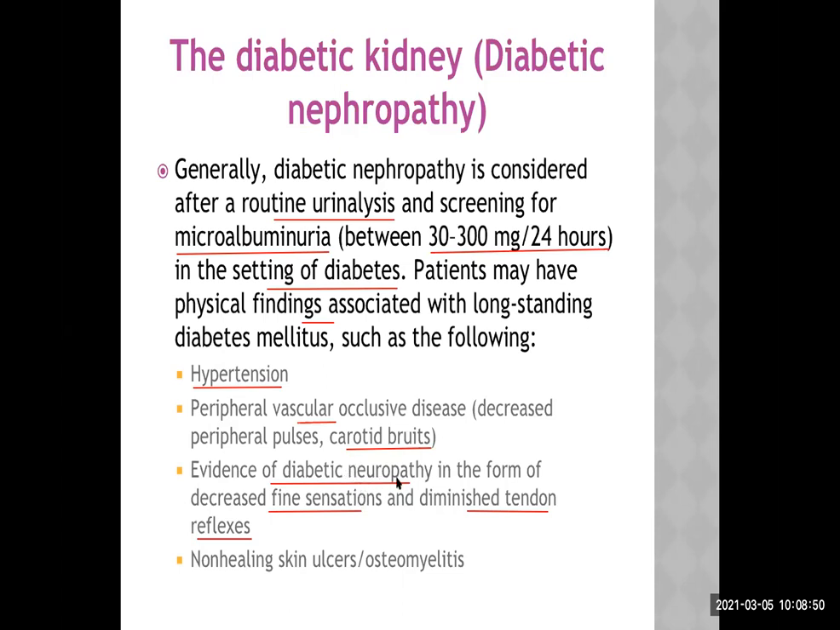Remember, if diabetic neuropathy is there, then there is a high chance that diabetic nephropathy can also be there, and diabetic retinopathy can also be there. That's why you have to examine the whole patient.